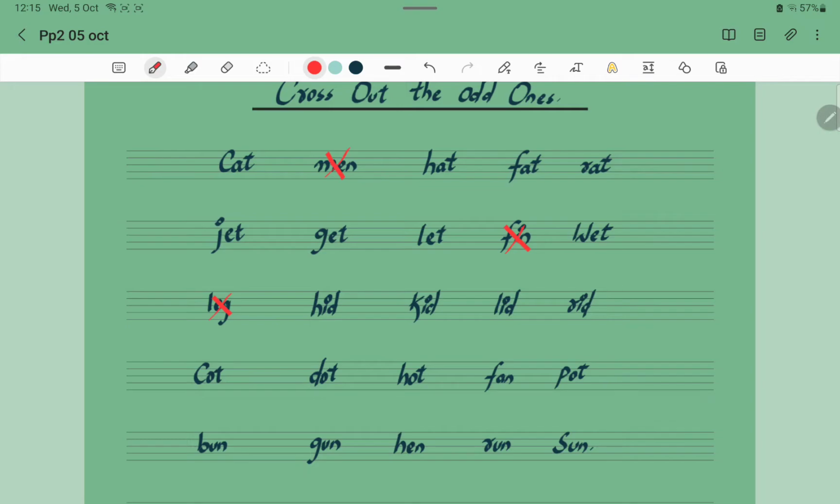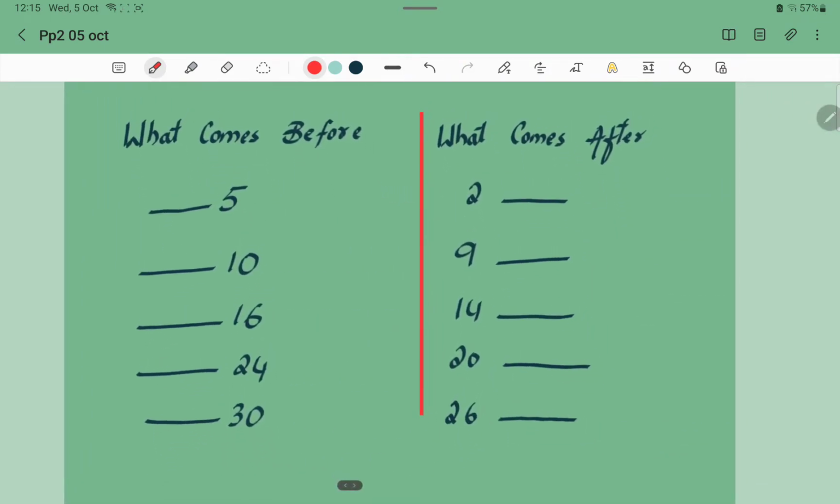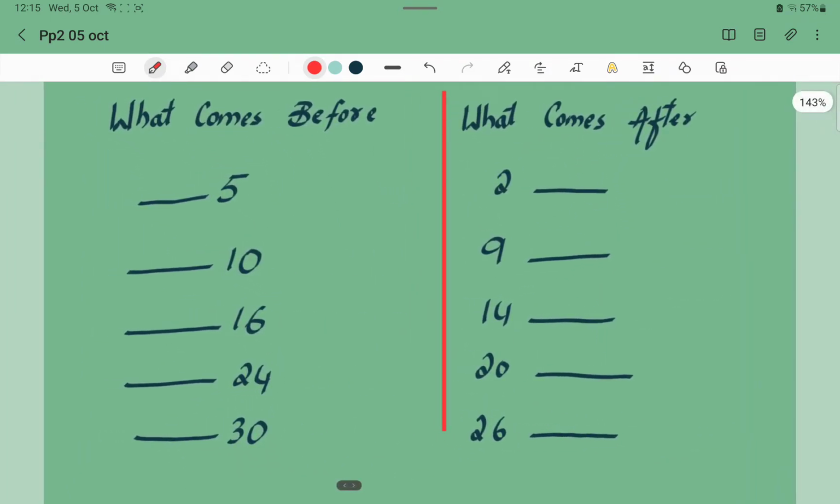Cot, tot, hot, fan, pot. These four sound the same, but this sounds too different, so this is the odd one. Bun, gun, hen, run, sun. Here this is the odd one. Understood? Next, in mathematics, you have to write the numbers, what comes before and what comes after.